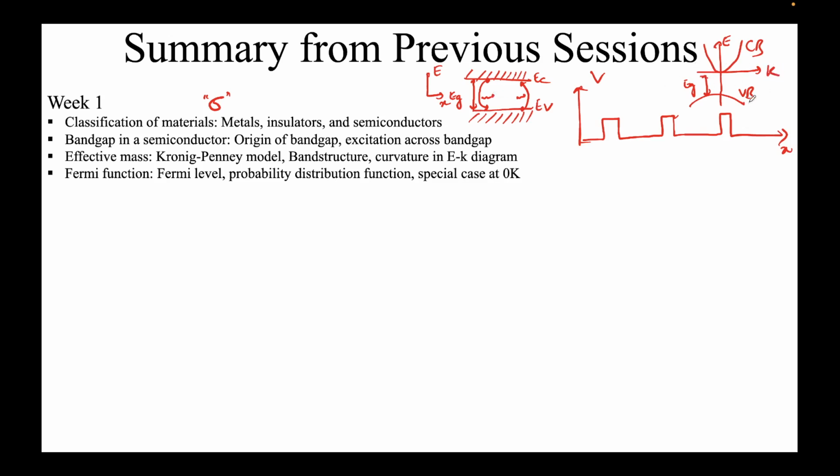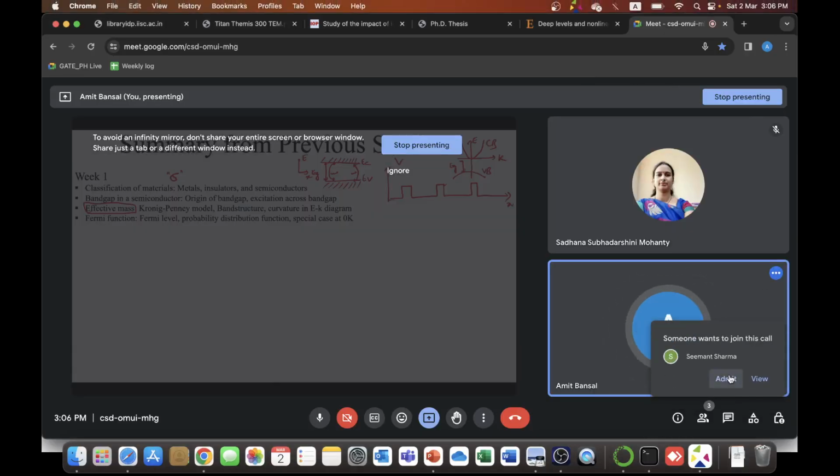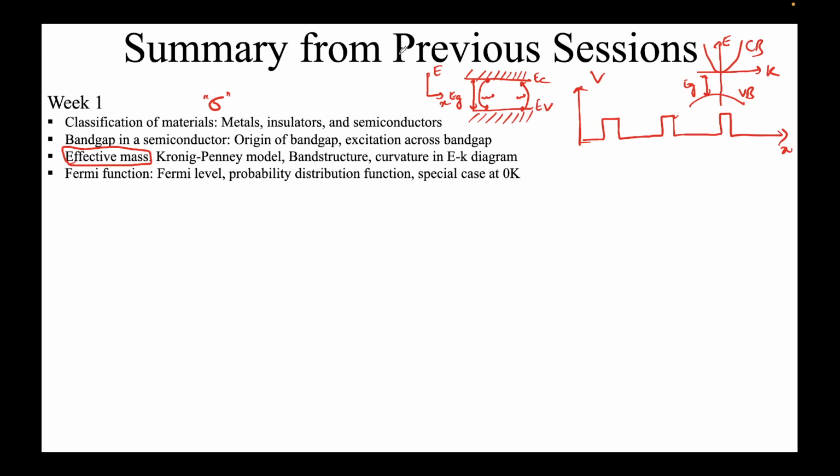E versus K is the band structure, and the curvature that we're seeing here in the conduction band can be used to give the effective mass. This is a very handy tool in the sense that we can now sideline the quantum mechanics and just apply all our classical mechanics, like F equal to ma and other expressions that we know from Newtonian mechanics.